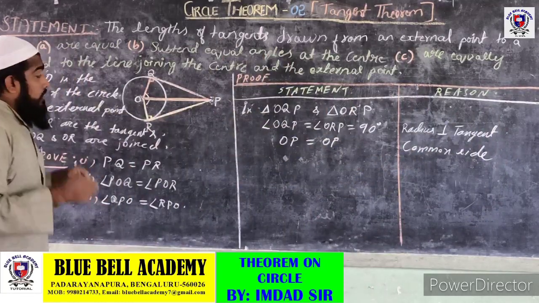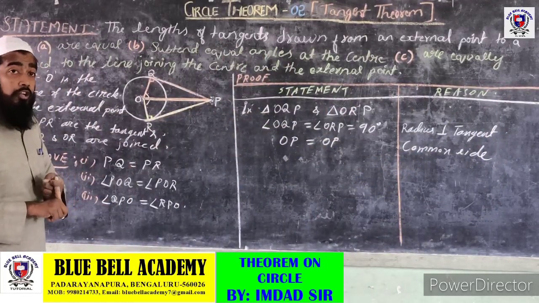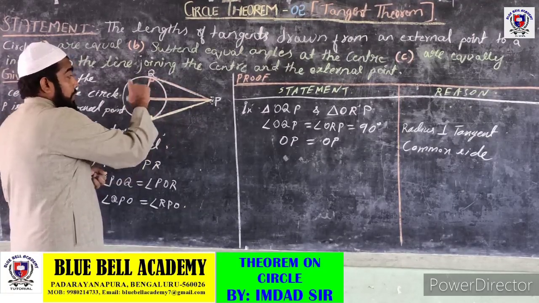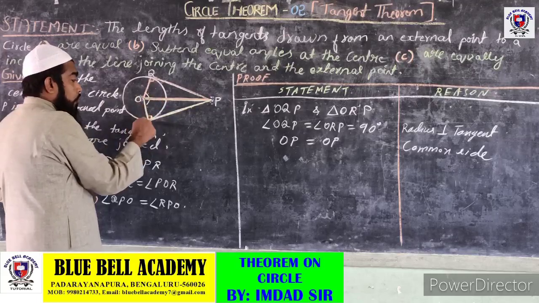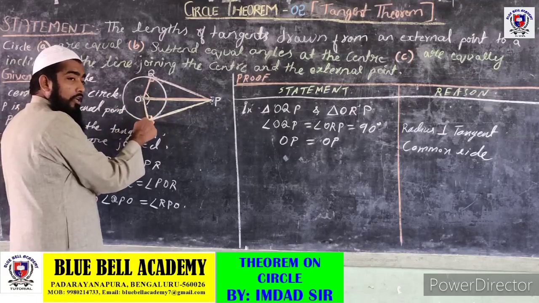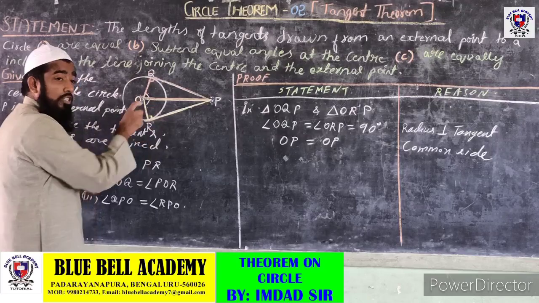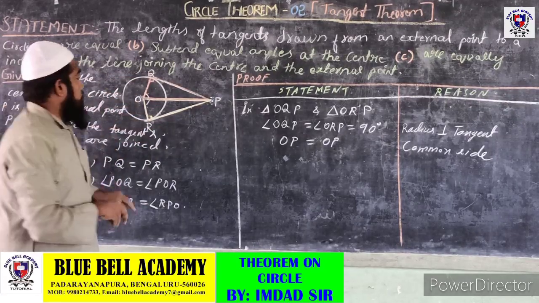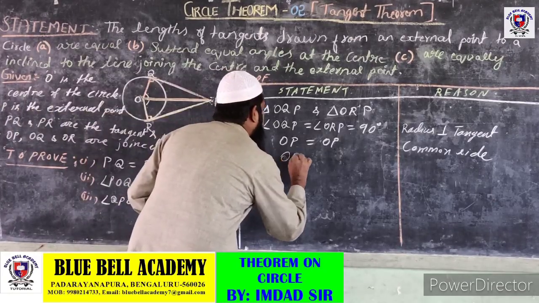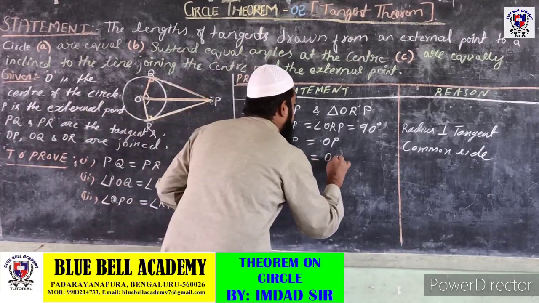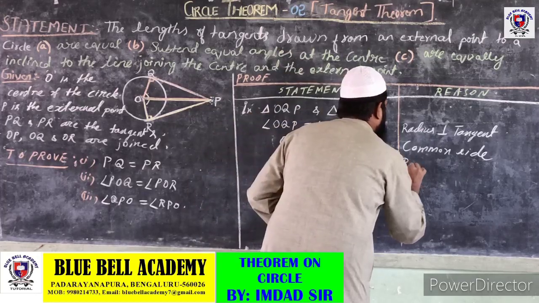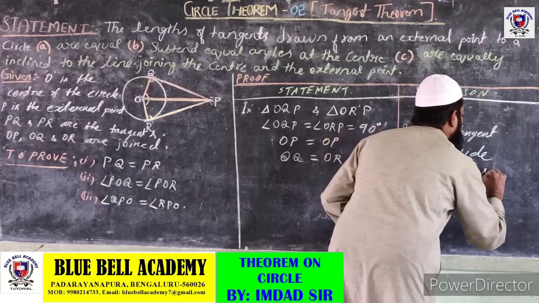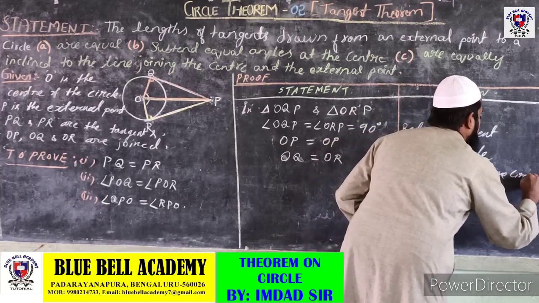Got all of you? Then another observation, you will see this OQ is the radius of this circle and this OR is also a radius of the circle. And it is only one circle. So these two are the radii of the same circle. So we can say here OQ is equal to OR. And the reason we have to mention is radii of the same circle.